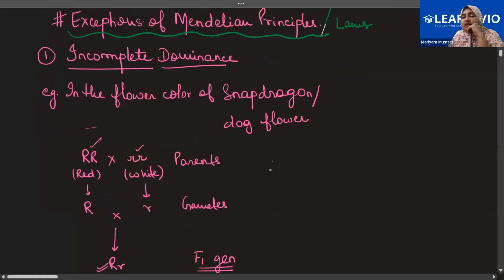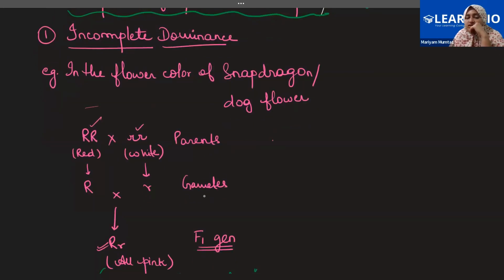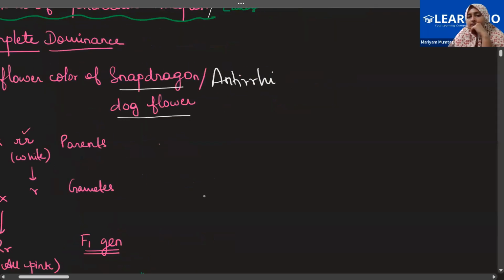The first is incomplete dominance. Now, what is it? An example is the flower color of snapdragon or the dog flower. Snapdragon is the name of a flower, and Antirrhinum is its genus.